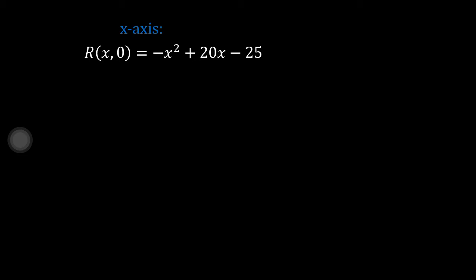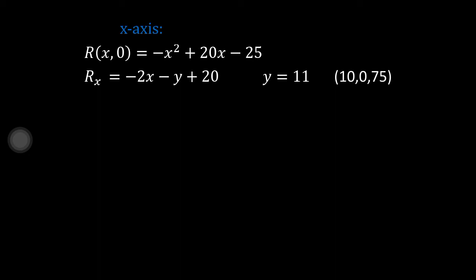So, r of x and 0 is equal to negative x squared plus 20x minus 25. Yung derivative niya is r sub x is equal to negative 2x minus y plus 20. Same yung nakuha natin na value ng y, pero feasible solution siya kasi may critical value siya, which is 10,075. Yun yung critical point.